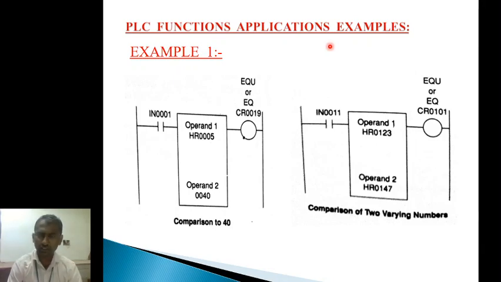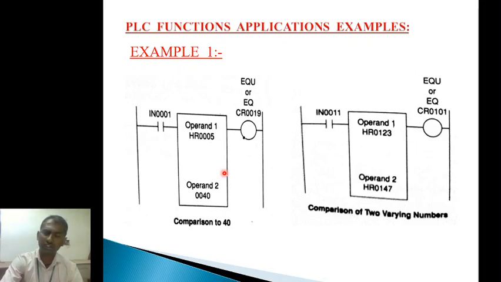What are those examples? Suppose you want to bundle 40 dowels as one bunch. Then we can put the value 40 at operand 2, and the number of dowels can be represented in operand 1. When we turn input 001 on, this comparison function starts its comparison operation. Then when the value present in HR0005 is equal to 40, the output coil will be on, which represents that the comparison is completed. So this one is the direct form.